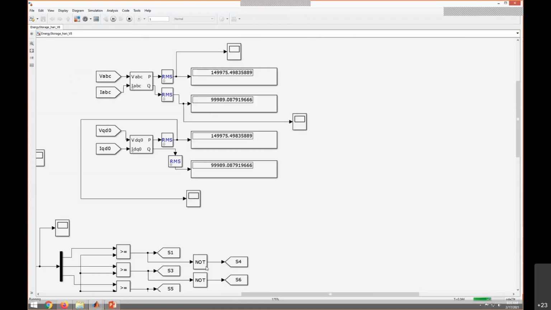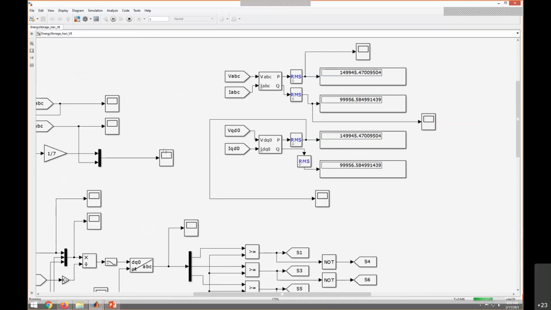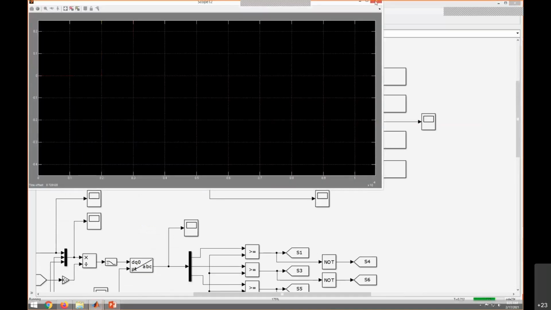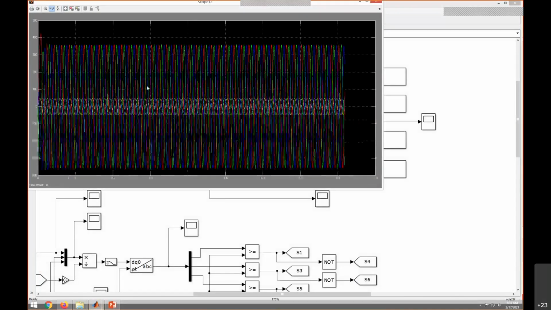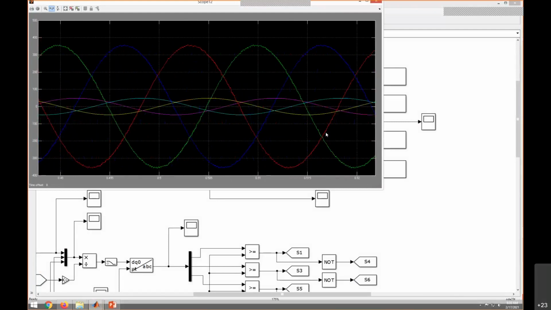Still the currents are, you can see the currents here. So current, voltage and currents. So these are three-phase voltage and currents. You can see both are balanced, right?